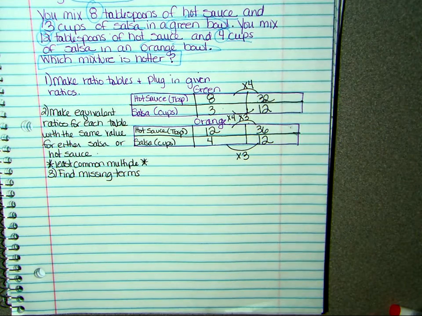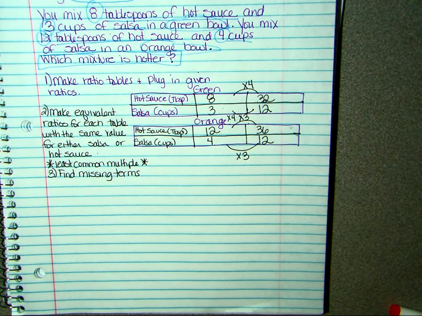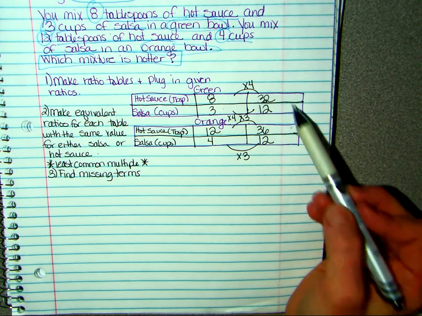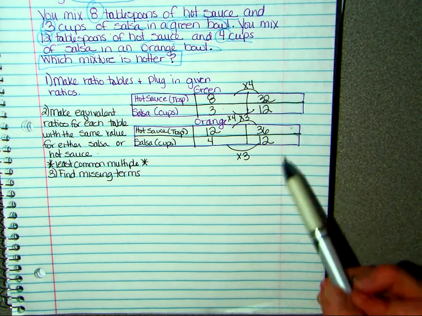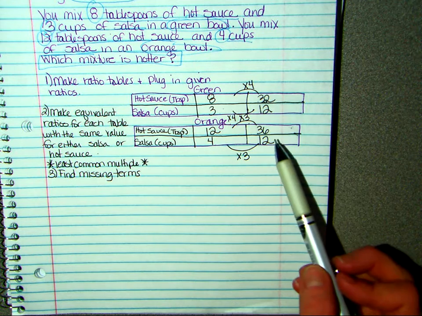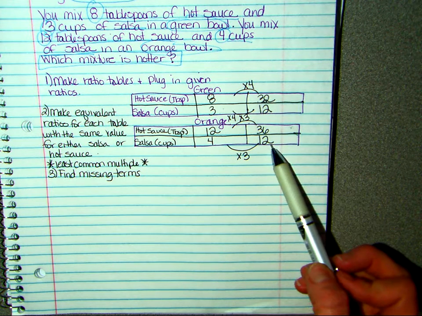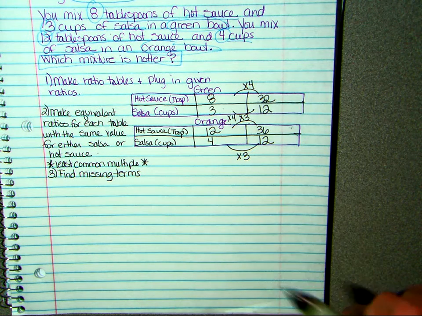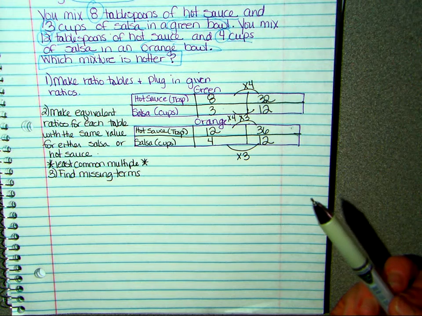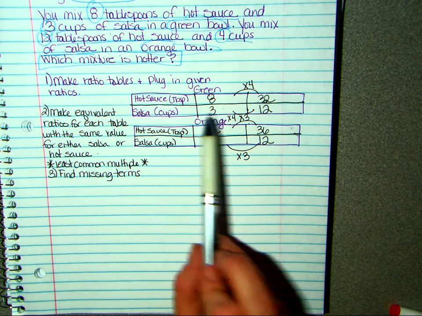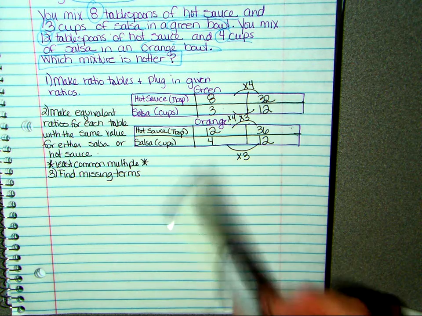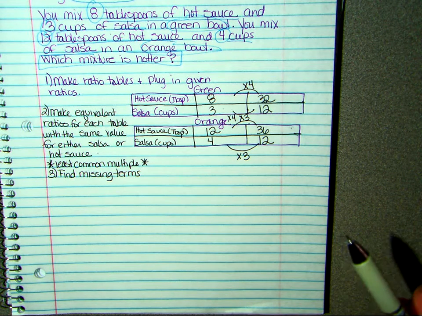We could keep going and we can make more equivalent ratios by just expanding out. But because we're just comparing these two ratios to see which one is hotter, we can stop here because we have this common multiple. What this means to us, guys, is that for every 12 cups of salsa in the orange bowl, you're going to have 36 tablespoons of hot sauce. In the green bowl, for every 12 cups of salsa, you're going to have 32 tablespoons of hot sauce.